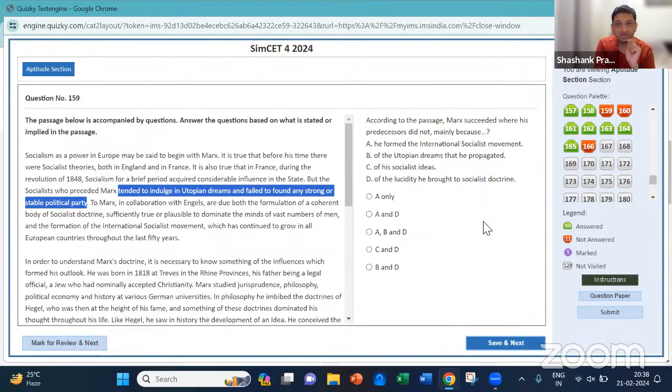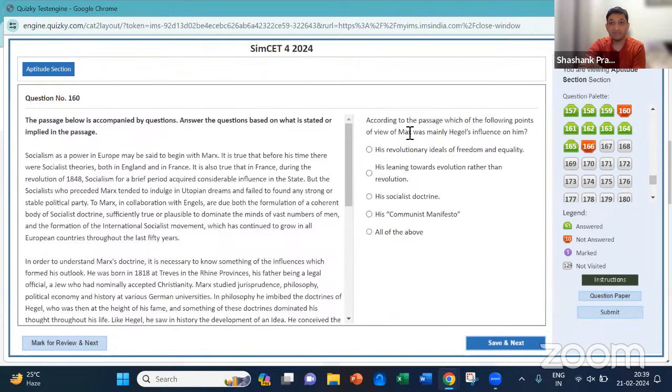Lucidity he brought to the socialist doctrine. Coherent body, right? Coherence is lucid. Huh, correct. I think this is fine. Yeah, lucid is vivid, right? Something that can be materialized. So यहाँ पे strong and utopian dreams था, तो इसका opposite. So A and D I think are right. Let's see.